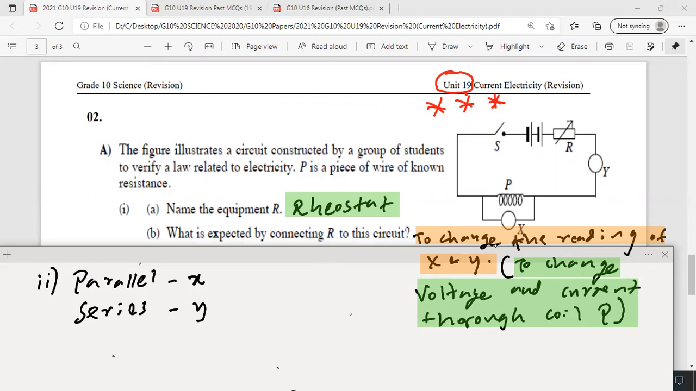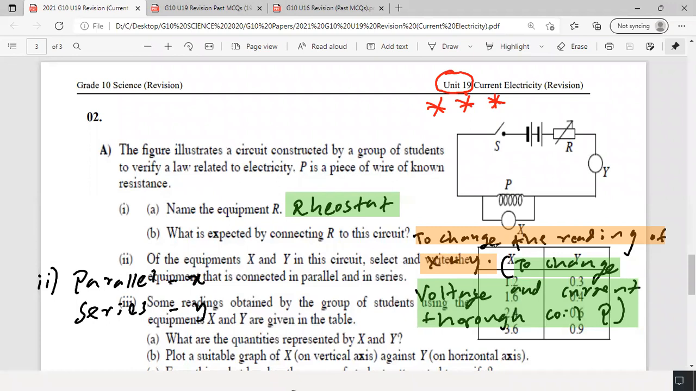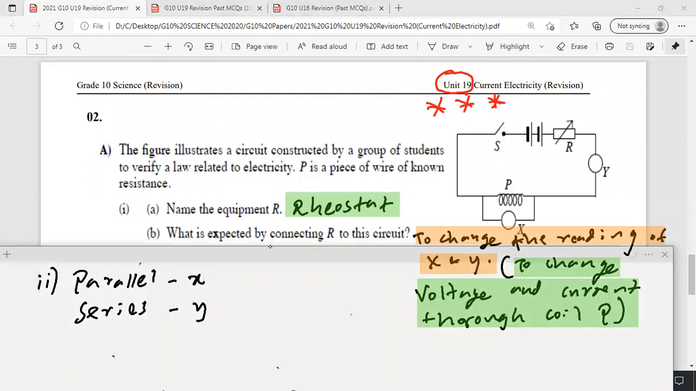Okay. And actually, you can see here, this P should be a nichrome coil. When you reduce the resistance of the variable resistor, the ammeter and the voltmeter readings also change. So first you have to switch on and get the readings of X and Y and plot them in a table. Again you change the value of R and again take the readings of X and Y simultaneously. Like that you can take several pairs of readings for X and Y. Then you plot the graph and you can prove what the aim is.